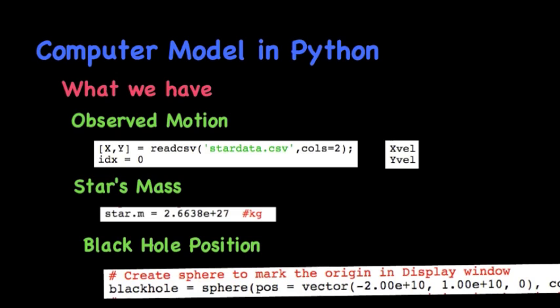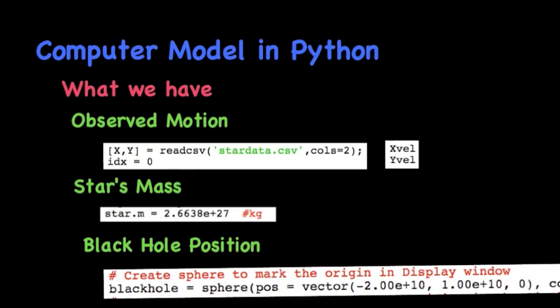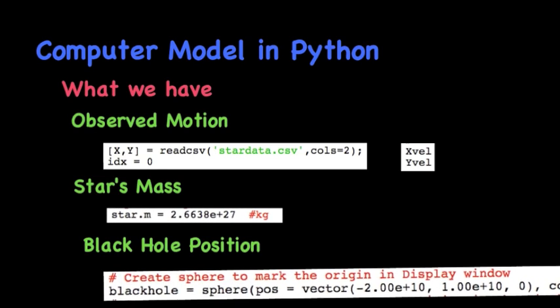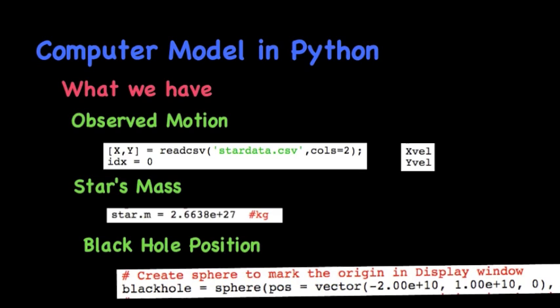Let's recap our computer model by looking at what we have. We have observed motion data stored in Python lists for the xy position coordinates and the xy velocity components. We have the star's mass in kilograms, and we have the black hole's position. The black hole's position is given by a vector quantity, and I renamed the origin variable from the template to black hole to make code easier to read.